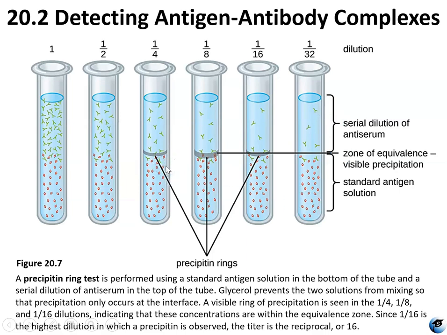the precipitin will form where the glycerol layer is, and based on how much precipitin you have, when you start to see it at all, okay, then you know you're getting close to the equivalence zone. And then once you have a nice solid ring of precipitin, you know that is the dilution that you want to continue to work with in your studies.